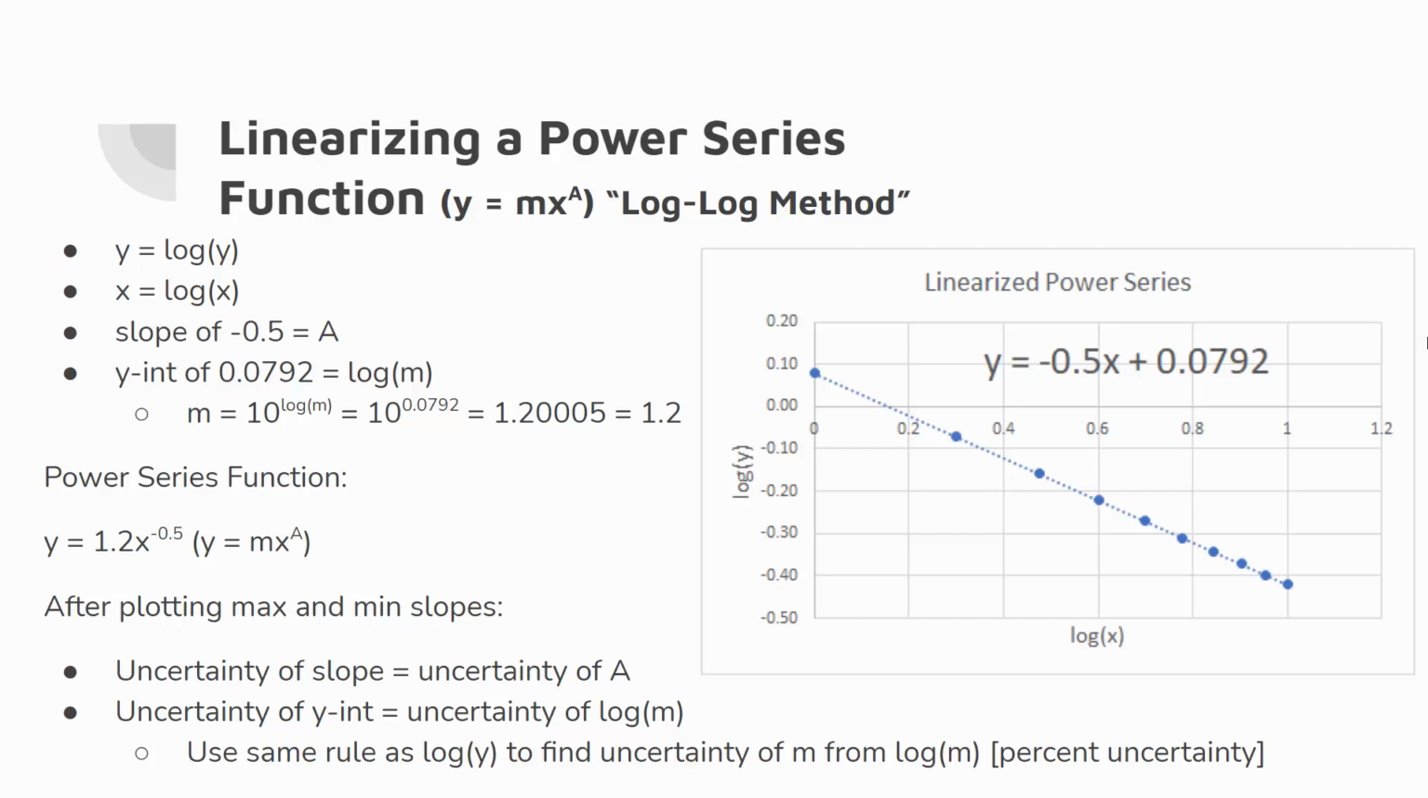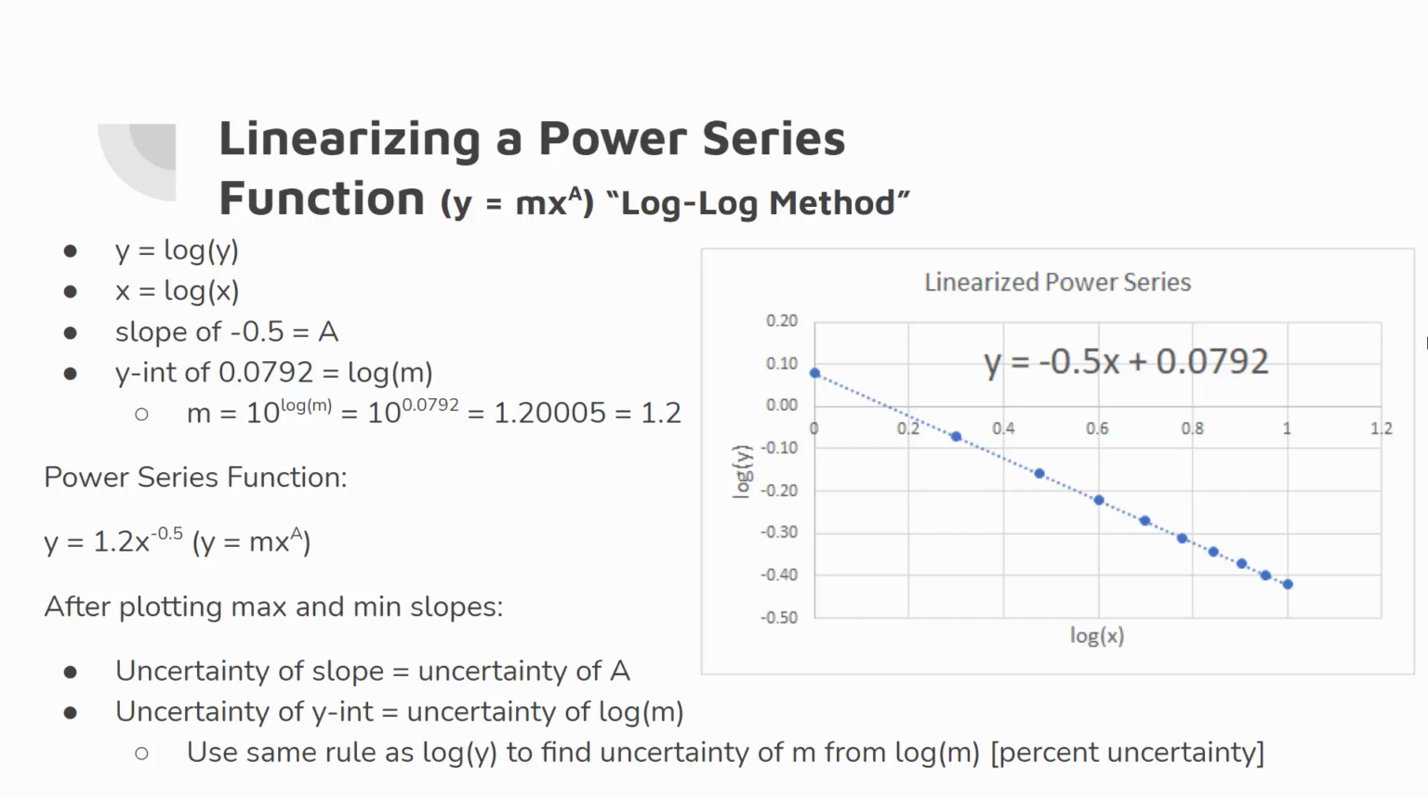When you find the uncertainty in the y-intercept, that is the uncertainty in the log of m, not the uncertainty in m. So we're going to have to determine what the uncertainty in m is based on what the uncertainty in the log of m is. And we're going to use a similar rule to how we found the uncertainty in the log of x and the log of y earlier on. I'm going to show examples of both of these things.